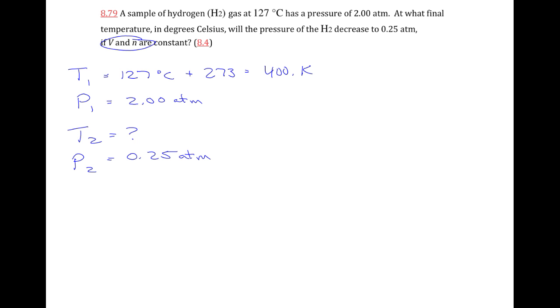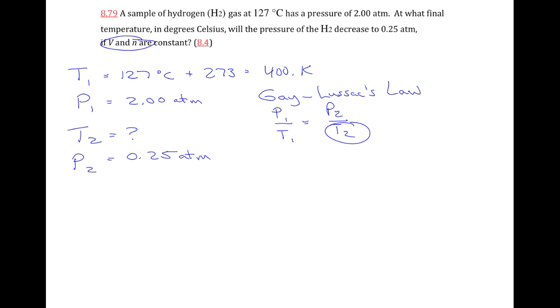So hopefully you recognize that when we're dealing with temperature and pressure only, we can apply Gay-Lussac's law. It's a good idea to know this law and commit it to memory, which is P1 over T1 is equal to P2 over T2. And in this case, we're solving for T2.